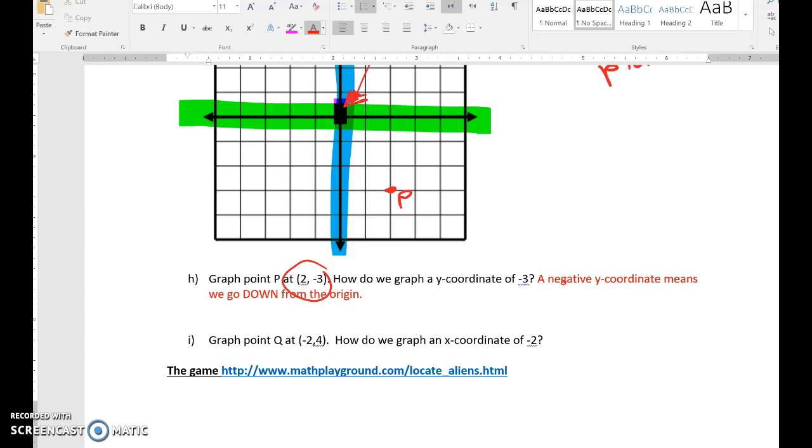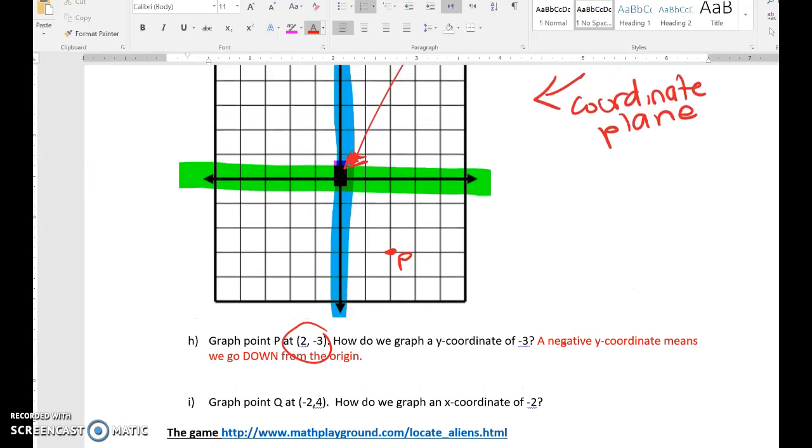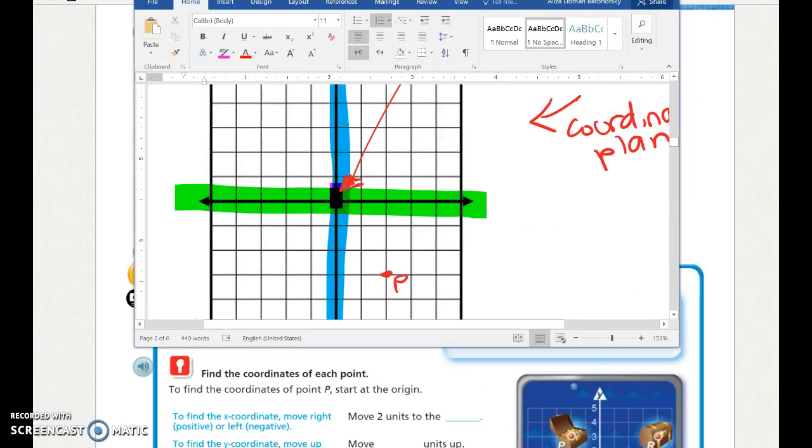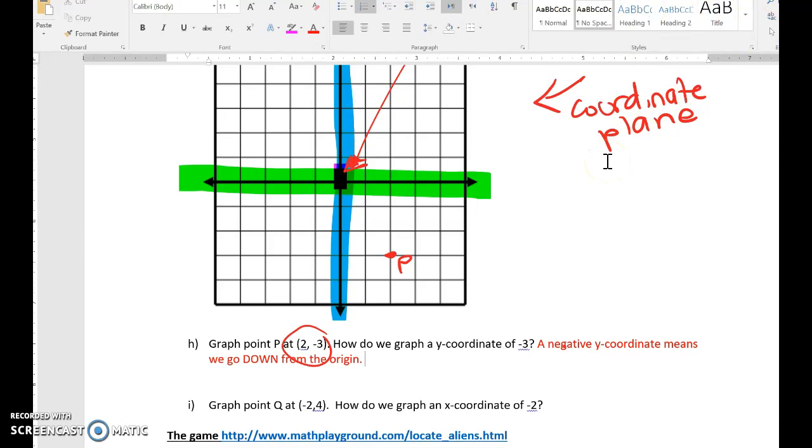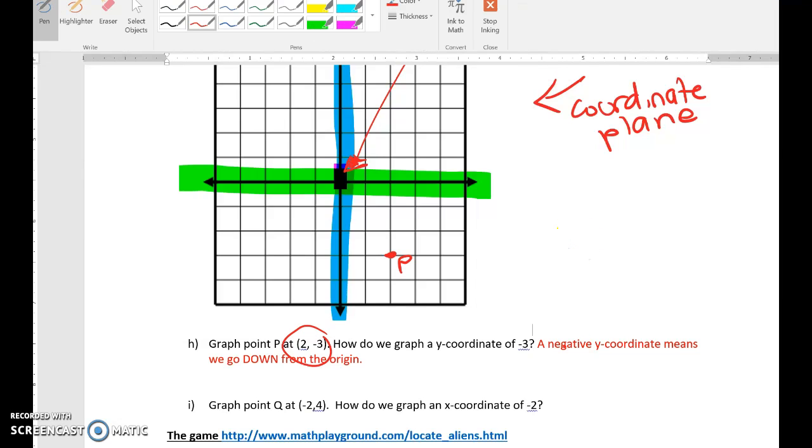Now, let's graph point Q at negative 2, 4. How do we graph an x coordinate of negative 2? Okay, so let's start. We're going to need a little more space for this. We're going to start at the origin. Let's change the color to green. So we go negative 2. Instead of going forward 2, we go back or to the left 2, 1, 2, and then we go up 4 because our y coordinate is positive. 1, 2, 3, 4. And that's point Q.